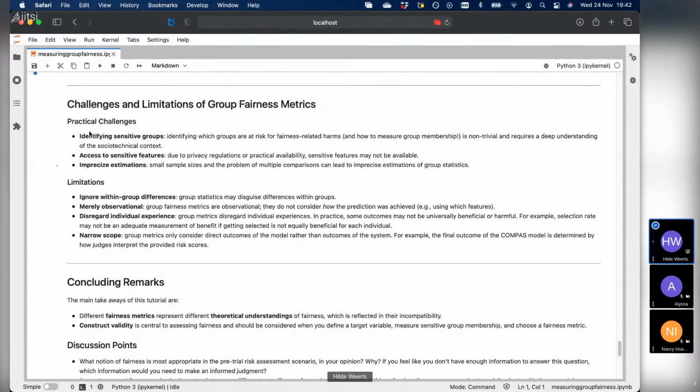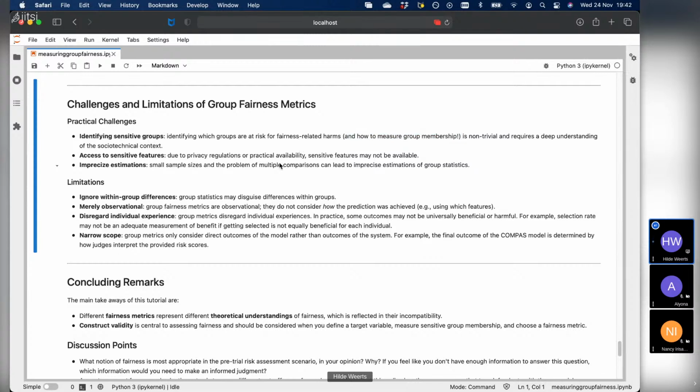So there's a few practical challenges if you want to start applying this in your daily work. One thing that's very important is to identify the right, well, right, I mean, in quotation marks again, sensitive groups. So you need to identify what groups of people might be at risk. And as I said before, how you're actually going to measure that. And it can be very difficult and very tricky.